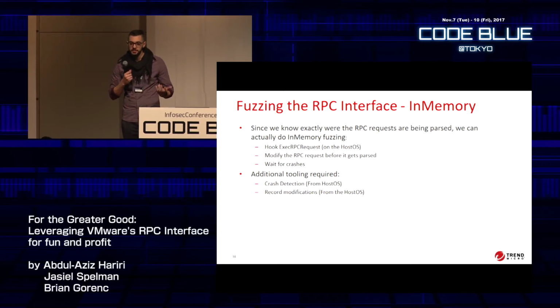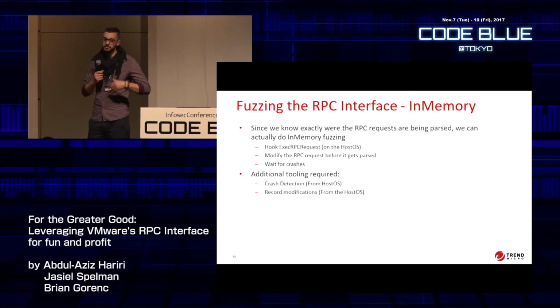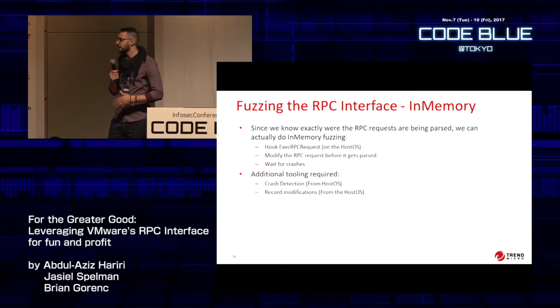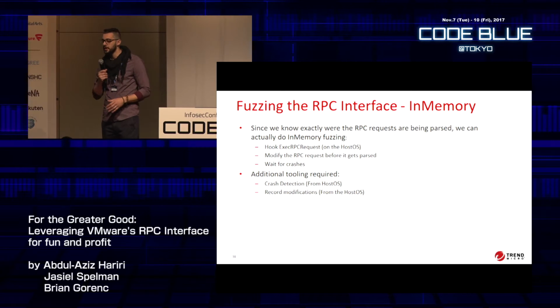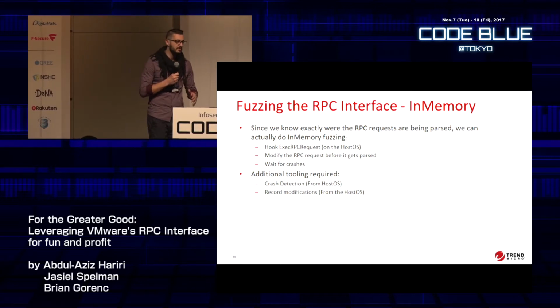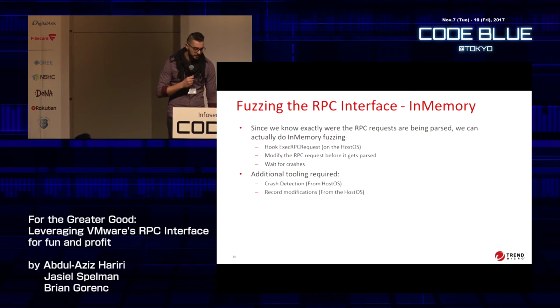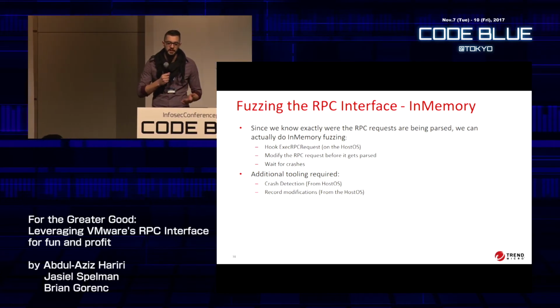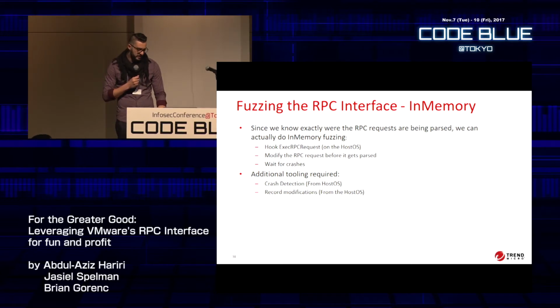Of course, we're going to have some obstacles, such as crash detection. That's going to be on the host, so it requires additional tooling. It's not a big deal since we're doing everything from PyKD. Recording modifications is done from inside PyKD as well. Whenever there's a modification to the packet being sent, it's recorded, and then it's sent. So this is, in a nutshell, how you can approach fuzzing VMware easily, in two ways: in-memory and the classical way.